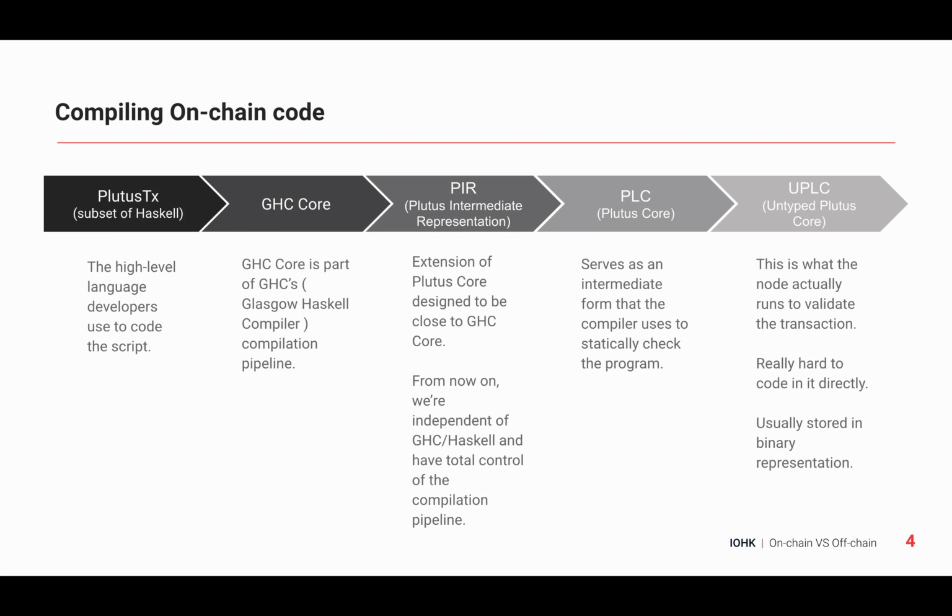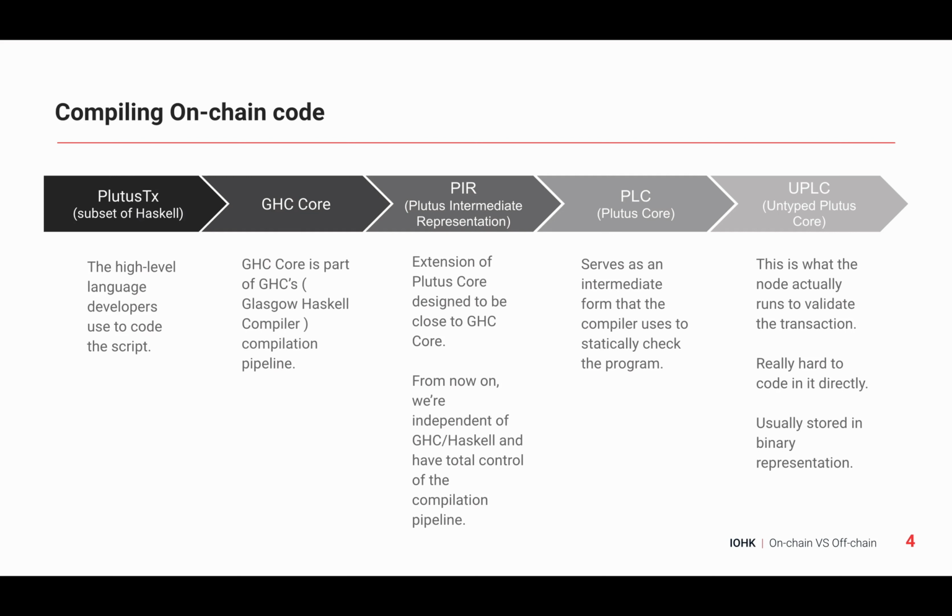First, it gets transformed to GHC core. This is part of the GHC compilation pipeline. Then we take that and compile it to a Plutus intermediate representation. From now on, we're independent of GHC and Haskell and have total control of the compilation pipeline.